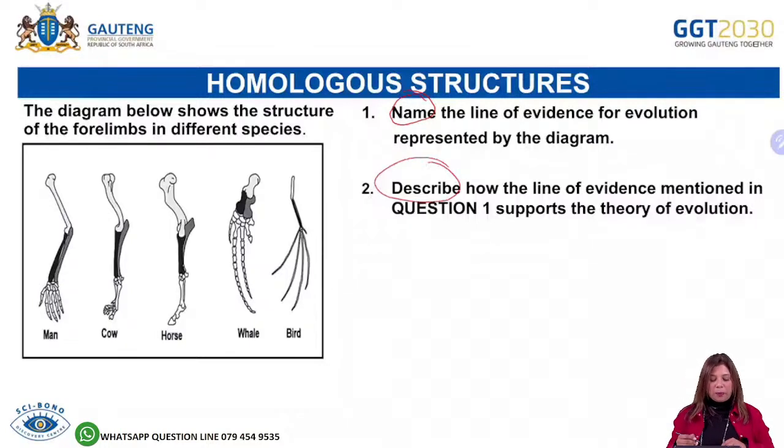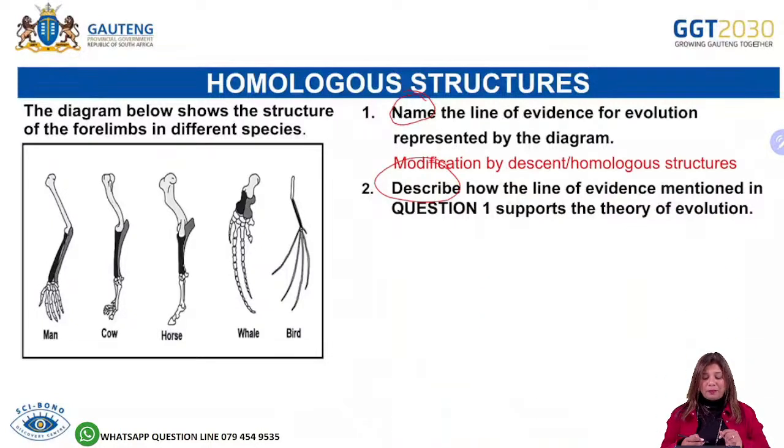So let's look at the diagram. We're going to first look at the diagram. We're going to study the diagram. We're going to see what's going on in the diagram. And then we're going to attempt to answer the question. Sometimes you can even look at the diagram, don't look at the questions, and try and make sense of the diagram. It says, name the line of evidence for evolution represented by the diagram. This is a no-brainer, because already we can see homologous structures there, okay?